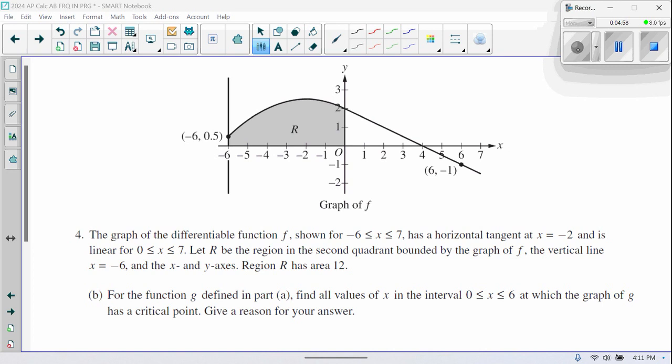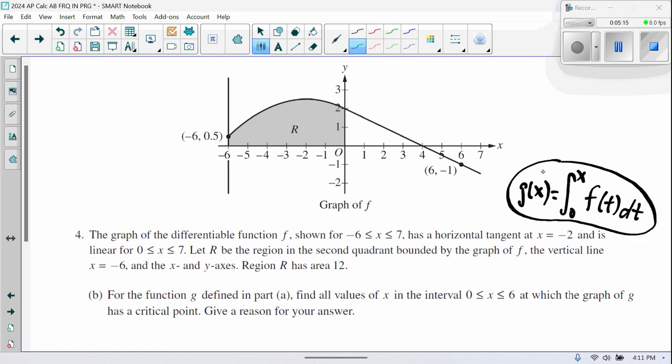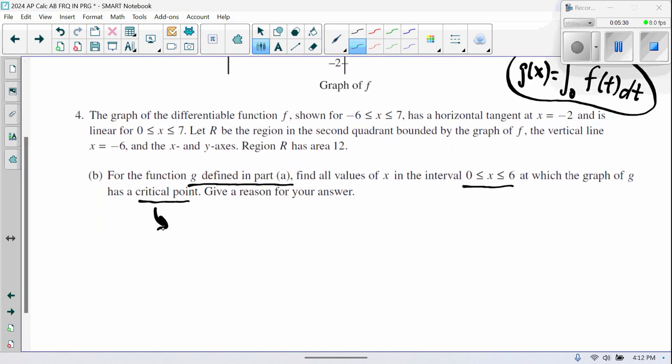Okay, 4b, for the function g defined in part A, so I'm just going to quickly write that down. G of x was just the integration from 0 to x of f of t dt. All right? This is what they're talking about when they say the original function from part A. Okay? Find all values of x from 0 to 6 inclusive, at which the graph of g has a critical point. Okay, well, a critical point, that's where my first derivative equals 0.